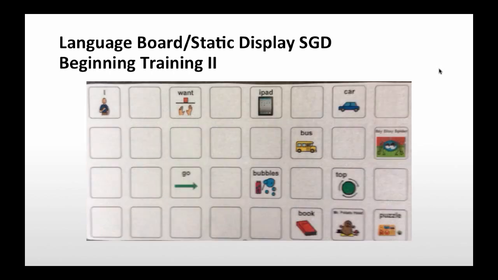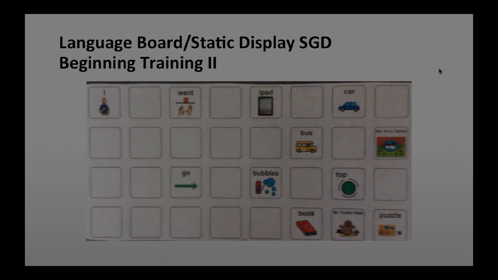As the child's language is expanded, you continue to add more nouns, maintaining the previously learned vocabulary in the same place. Maintaining the icons in the same location will facilitate the child's ability to have motor memory or motor automaticity and aid in the facilitation of a faster communication rate.